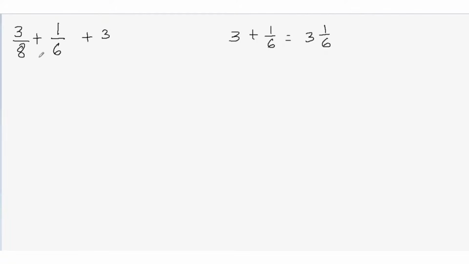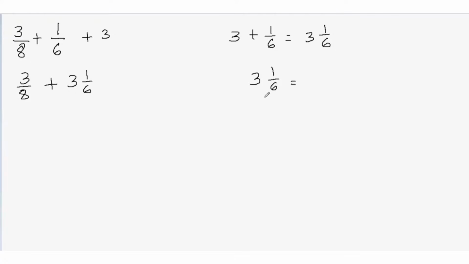So I got 3 and 1/6. I'm going to replace 1/6 plus 3 with 3 and 1/6. I'm going to write here 3/8 plus, and then we'll write 3 and 1/6. Now, since this is a mixed fraction, we need to convert this into an improper fraction as well. So what I'm going to do is I'll convert this mixed fraction into an improper fraction.